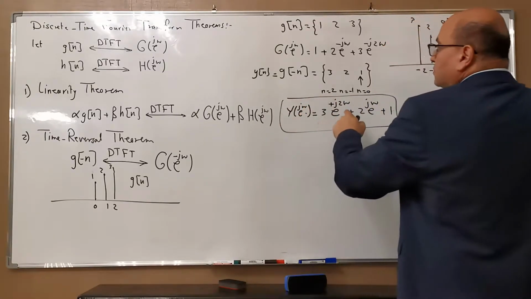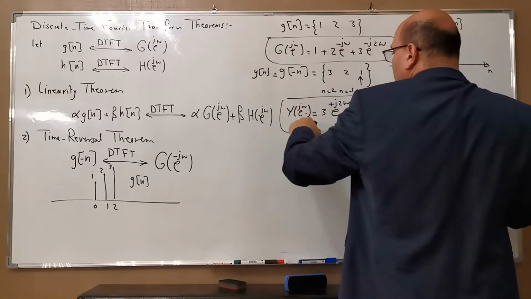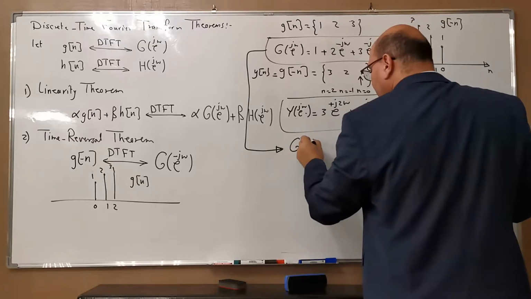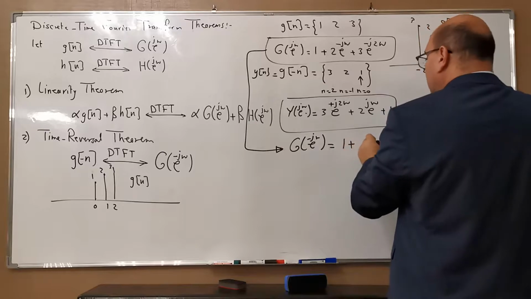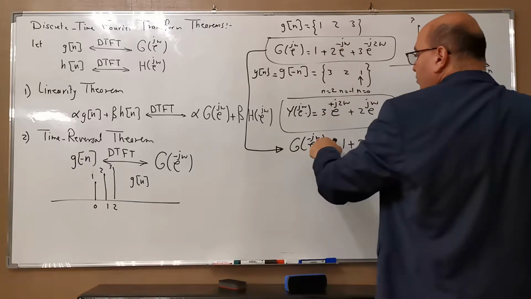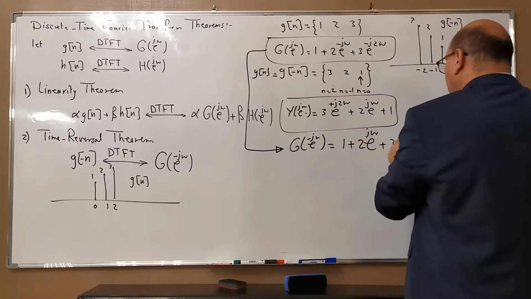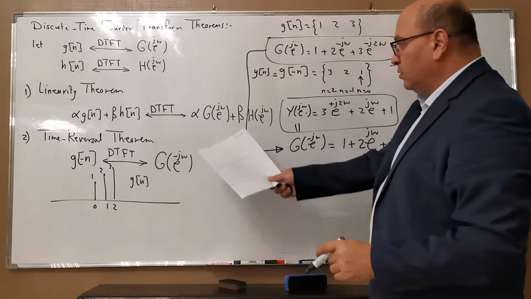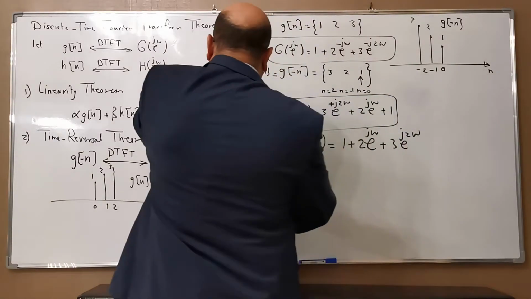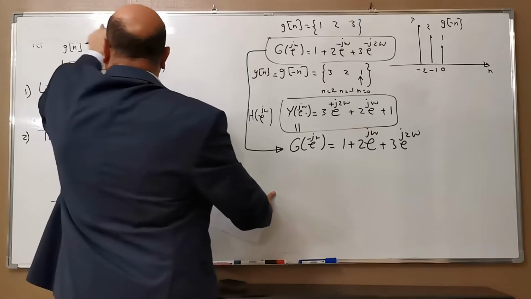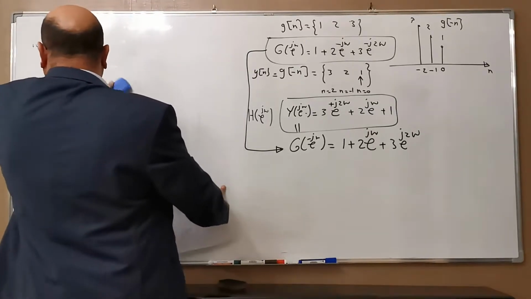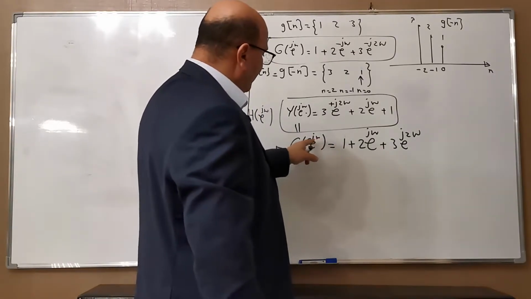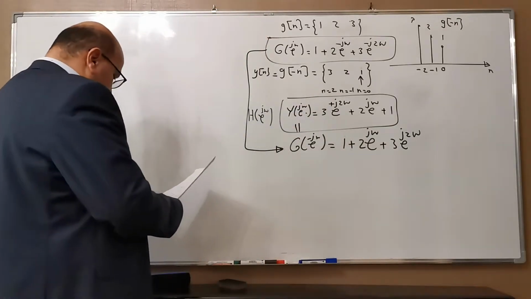Looking at this one and this one, if you take G of e^{-jω} and replace omega by minus omega, you have 1 plus 2e^{jω} plus 3e^{j2ω}. This one and this one are equal, and this is how the time reversal works. So replacing every omega by minus omega, you find the time reversal.